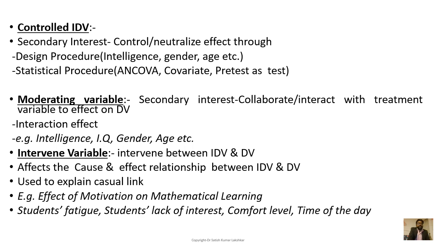The examples are mentioned. Okay, if we talk about moderating variable, for example, if you want to study the students' academic performance, the intelligence, IQ, gender, age, these types of variables could play the role of moderating variable. We'll talk about the concept of moderating and mediating variable in the upcoming slides also. Intervening variable intervenes between dependent and independent variable. Now some examples are again mentioned for your convenience.